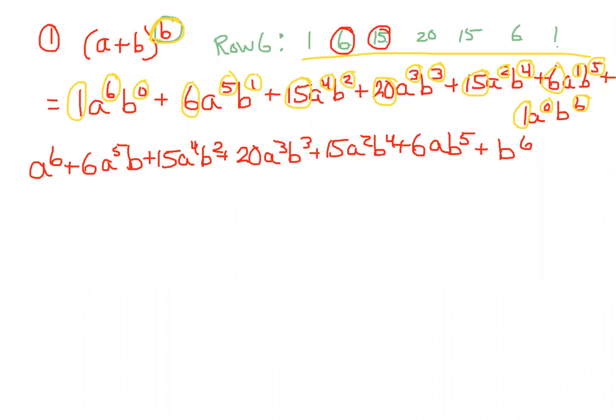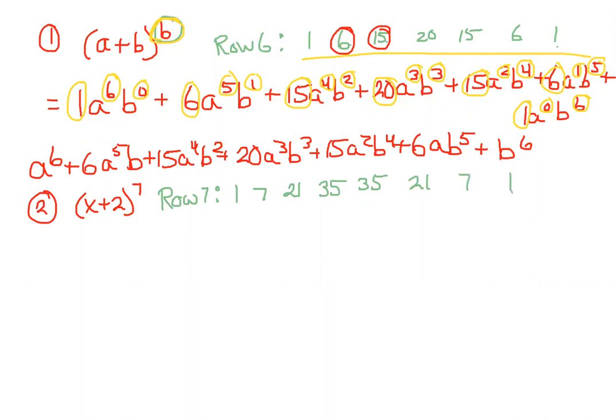All right, let's look at number 2. Number 2 is going to be a little bit different because we don't just have an a and a b, we have an x and a 2, and it's to the 7th. So we need row 7, and row 7 is 1, 7, 21, 35, 35, 21, 7, and 1. So there should be 8 terms: 1, 2, 3, 4, 5, 6, 7, 8.